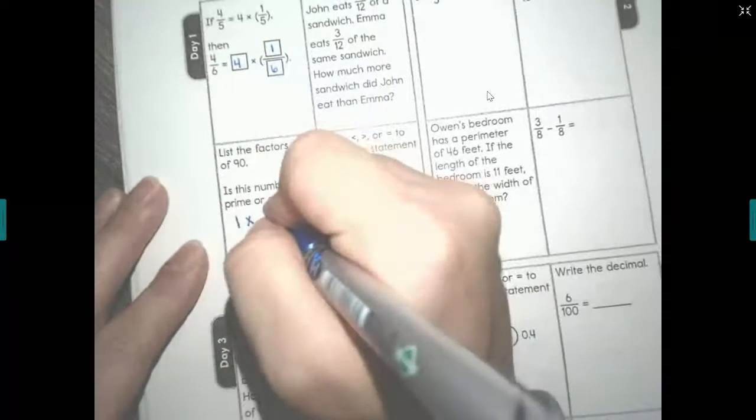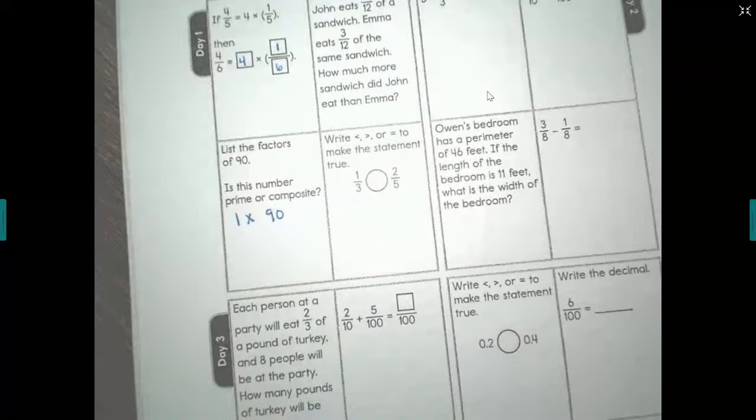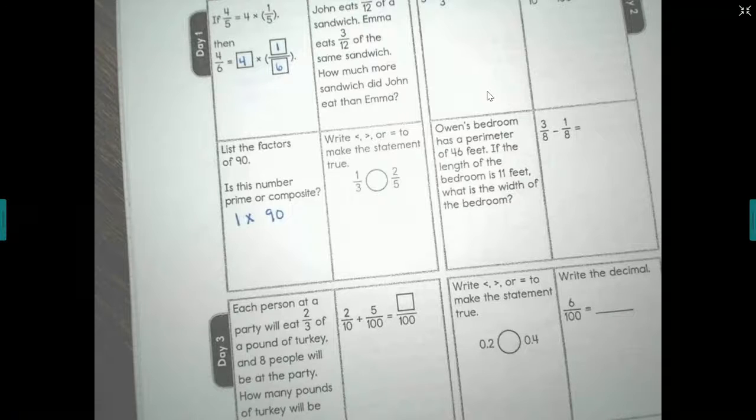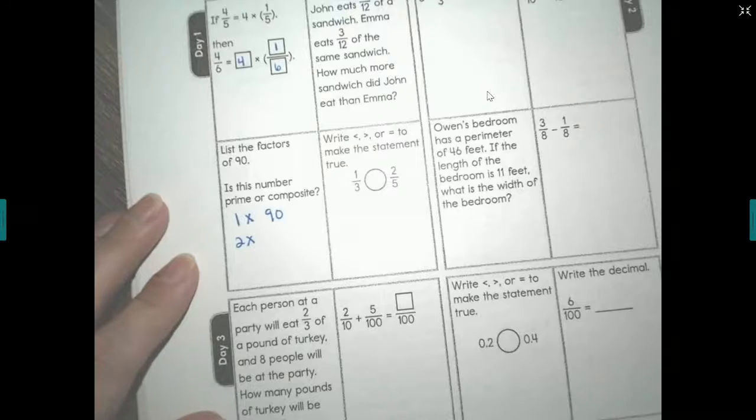It says list the factors of 90. Is this number prime or composite? All right, so we're going to start with our bookends. 1 times 90. So those are our largest and smallest factors. So remember, factors are numbers that you can multiply together to get a product. And in this case, we're trying to get 90. Now, I know 2 will work because 90 is an even number. So 2 times what equals 90? Well, half of 90 is 45. So 2 times 45 equals 90.